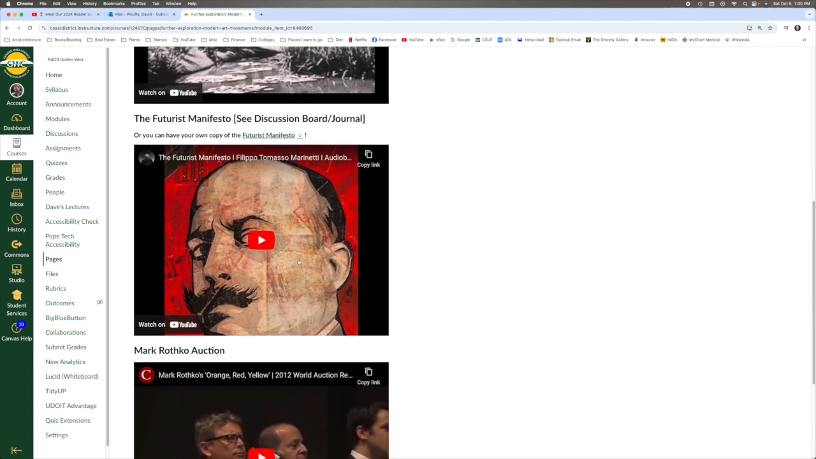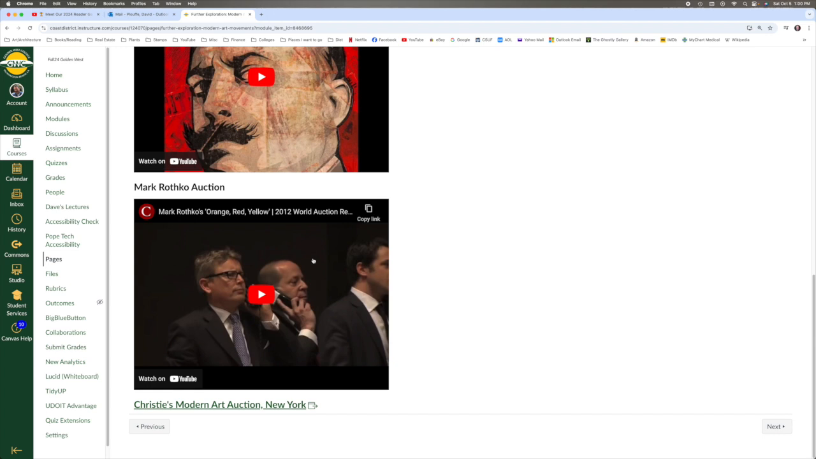Now, the Futurist Manifesto, I'm actually going to cover more in the discussion board and journal. We're not going to deal with that here in this particular section. The Mark Rothko auction is a must-watch because there will be a test question on the quiz about that. And then finally, Christie's Modern Art Auction here down below. It's more of a current auction to show you how incredibly well these paintings sell. It's just amazing still how many people want modern artworks.